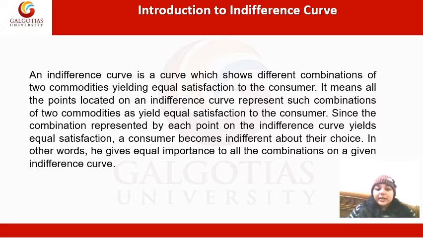Since the combination represented by each point on indifference curve yields equal satisfaction, a consumer becomes indifferent about their choice because combination of these two goods are giving equal satisfaction. In other words, he gives equal importance to all the combination on a given indifference curve. He here means the consumer. So consumer gives equal importance to all the combination because all the combinations are giving equal satisfaction to the consumer.